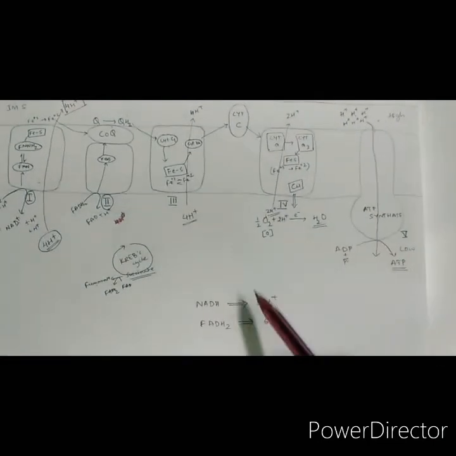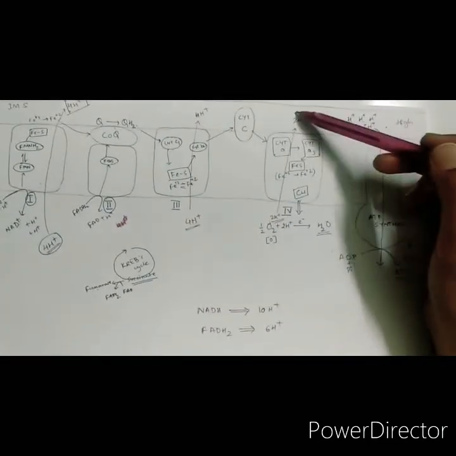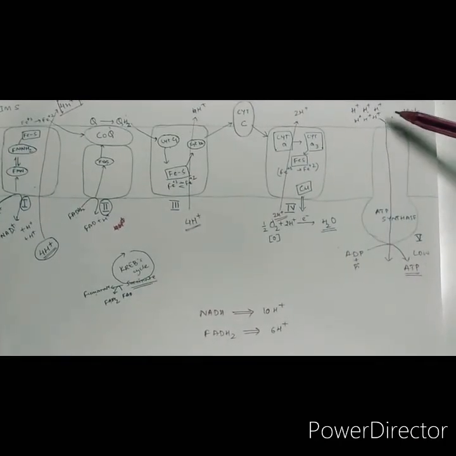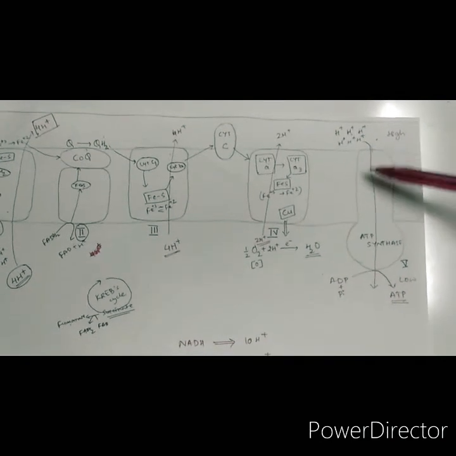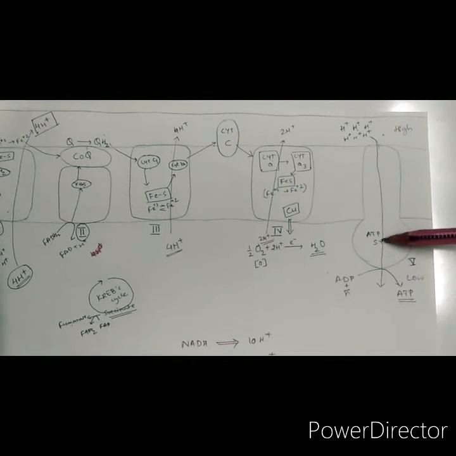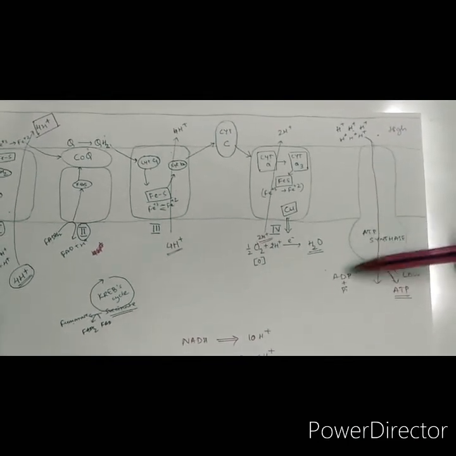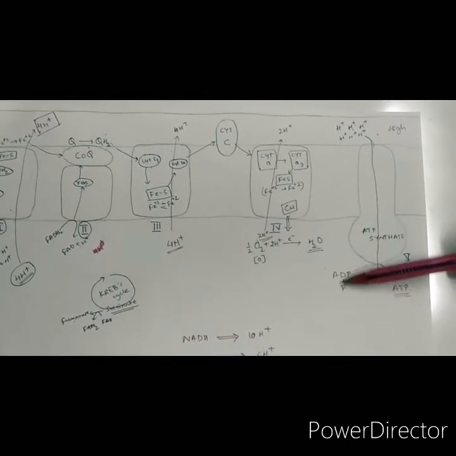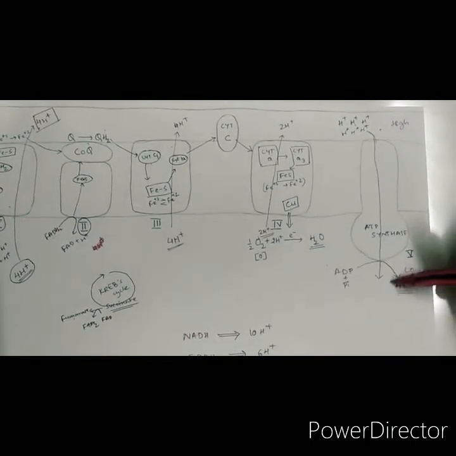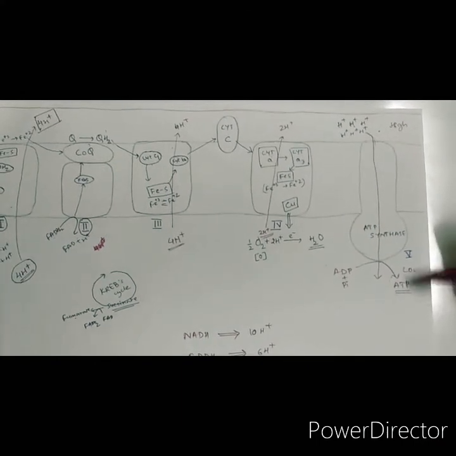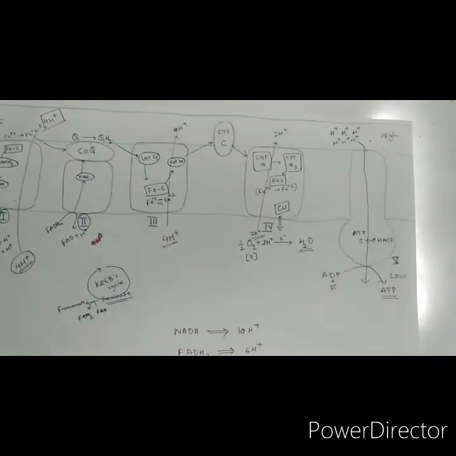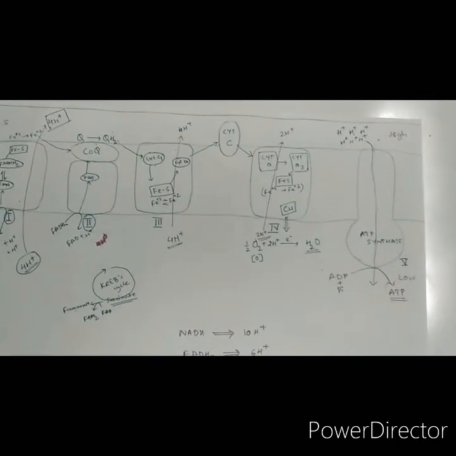Now whatever protons are being pumped into the intermembrane space are utilized for conversion of ADP to ATP. This conversion is possible only when these protons are pumped through ATP synthase. During this pumping there is a generation of energy. This energy is utilized for conversion of ADP in presence of inorganic phosphate. So these both combine and utilize the energy, and it results in the synthesis of ATP. We will see how this detailed ATP synthesis takes place in our next video, that is oxidative phosphorylation.